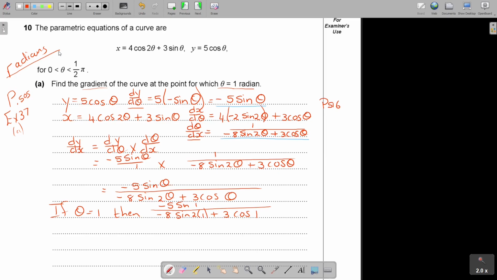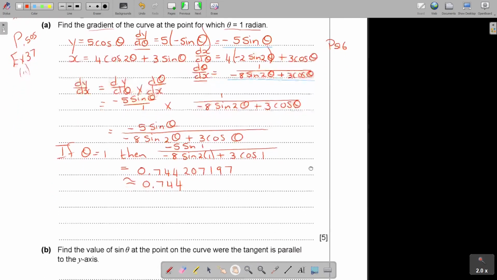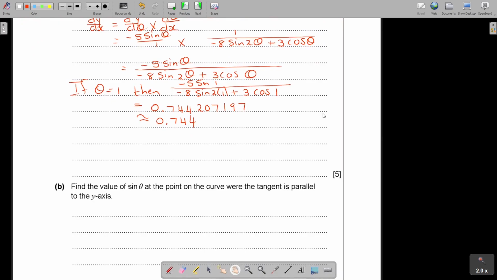Now don't forget what they say: always first write down your whole calculator display, 744207197, and then approximate it to 3 significant figures. And then you are correct. And that's how you do number A.